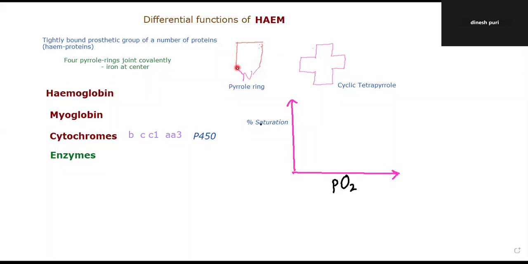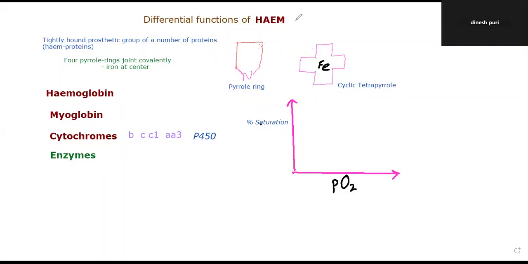This is the structure of a pyrrole ring, and this is the shorthand notation of a tetrapyrrole, four pyrrole rings. It is called cyclic tetrapyrrole because they are arranged in a cyclic fashion. And as we said, there is iron in the center. At the pointer shown, there is an iron atom, which could be in the ferrous form or in the ferric form.